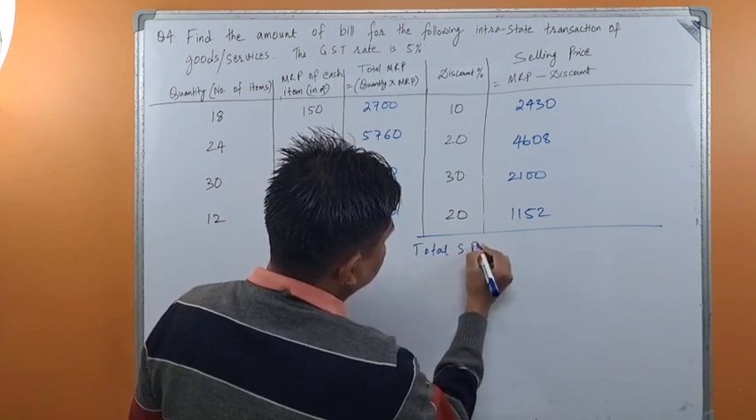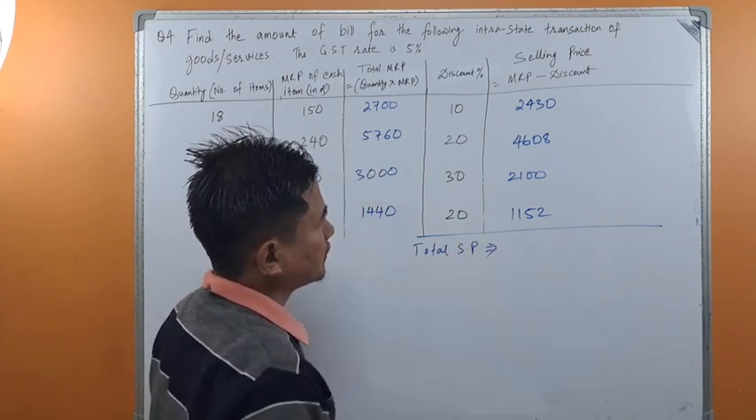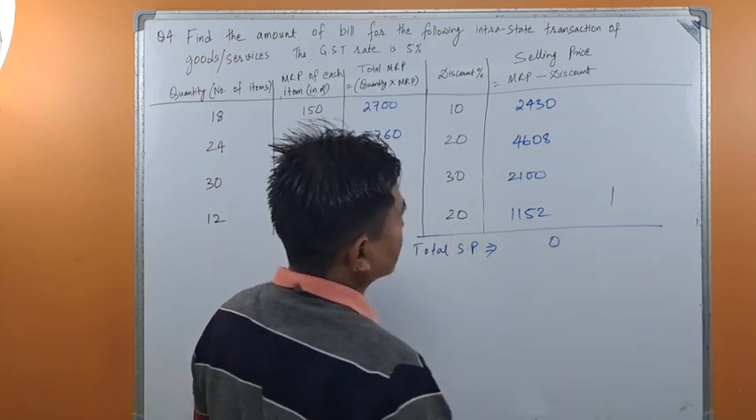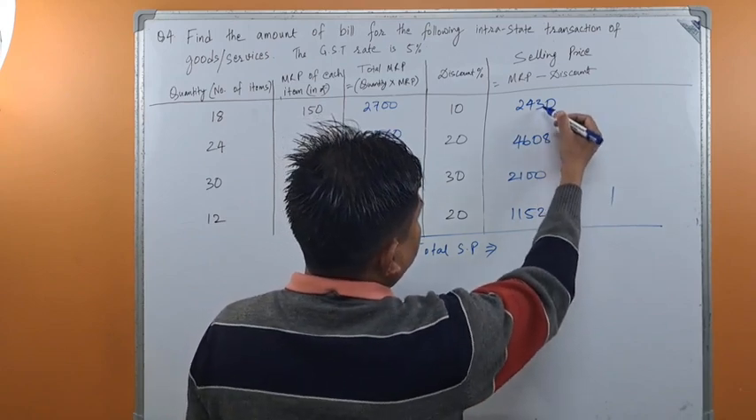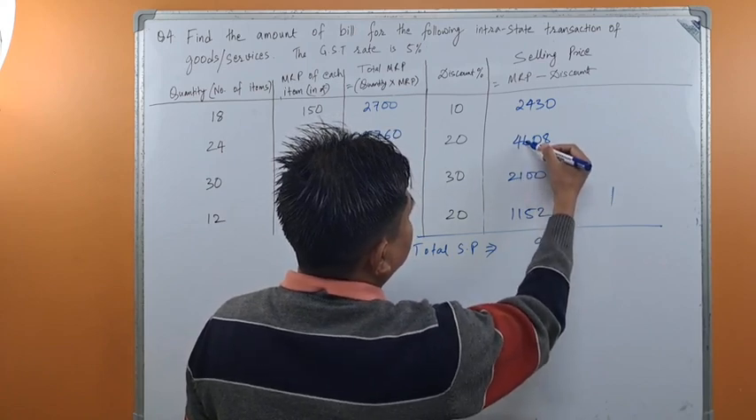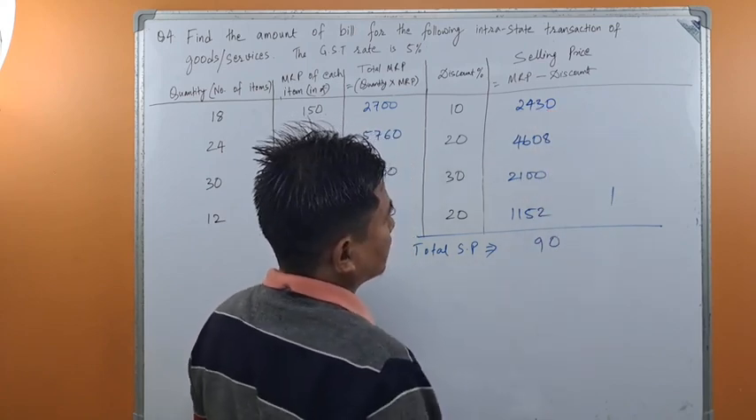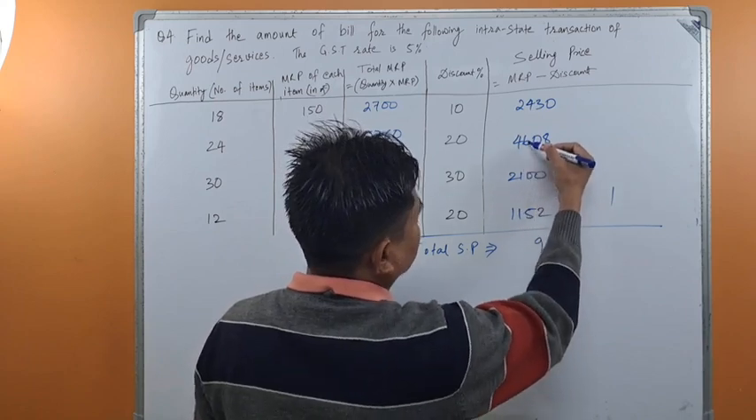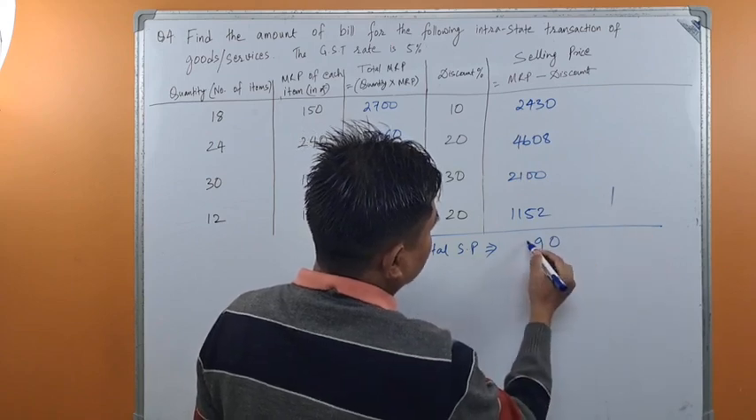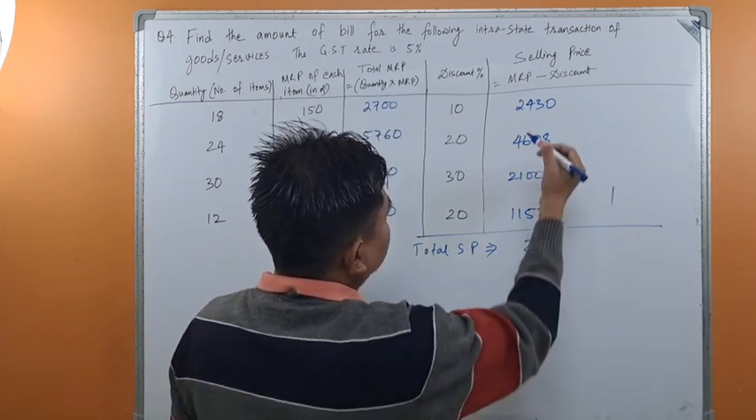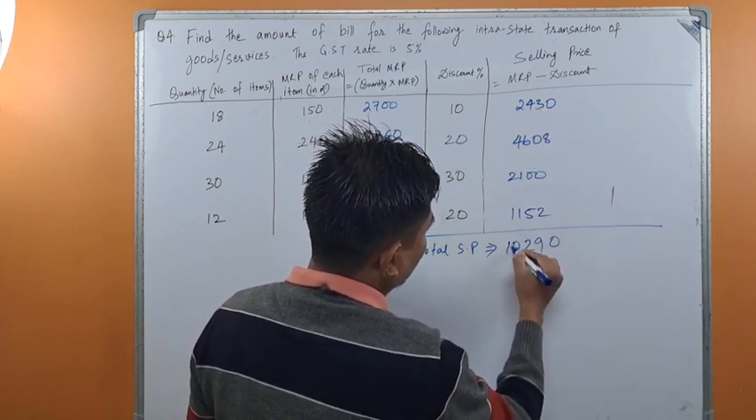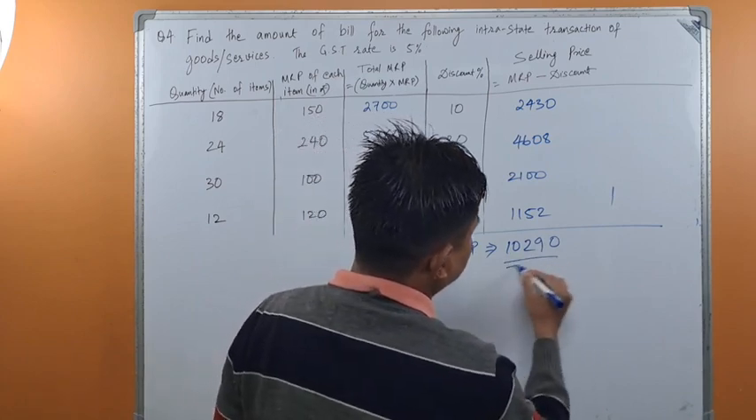Total selling price, SP means selling price. Okay, let us add up this. 8 plus 0, 8 plus 2 is 10, 0 and 1 in hand. 5 plus 3 is 8, plus 1 is 9. 2 plus 6 is 8, 8 plus 4 is 12. 12, 2, 1 in hand. 4 5 6 7 8 9 10. 10290. This is the total selling price.